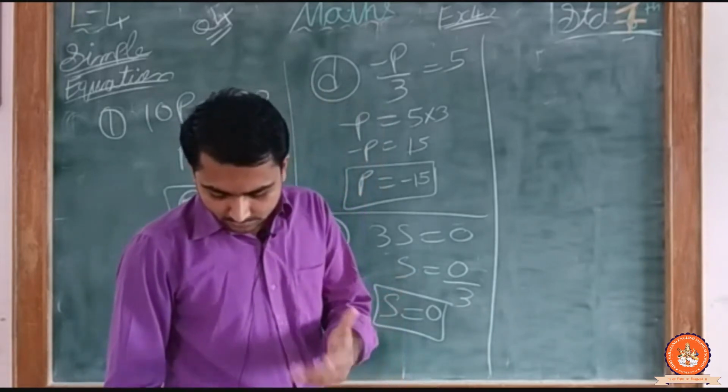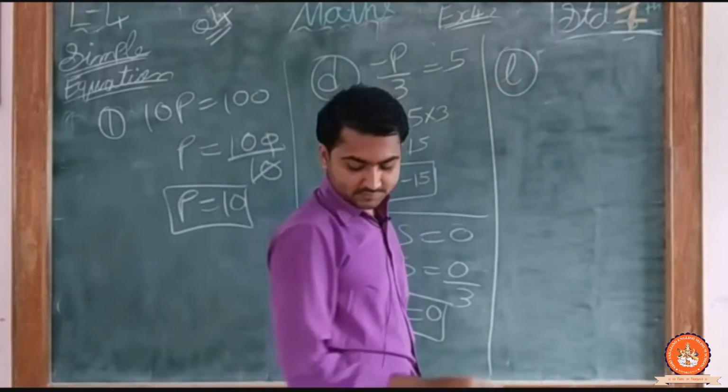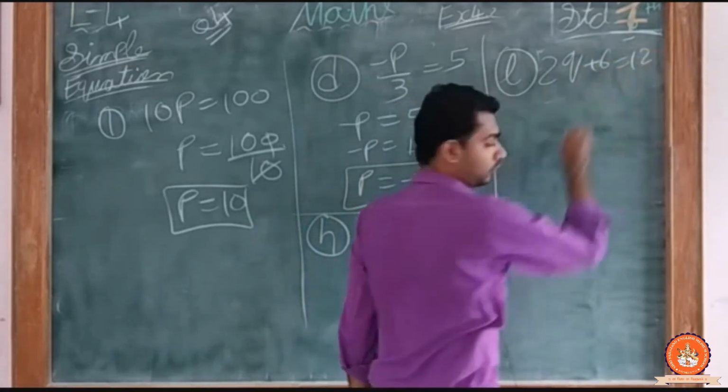K1 you can do it by yourself. L1 I am doing for you. Okay, what is L? So 2q plus 6 equal to 12.